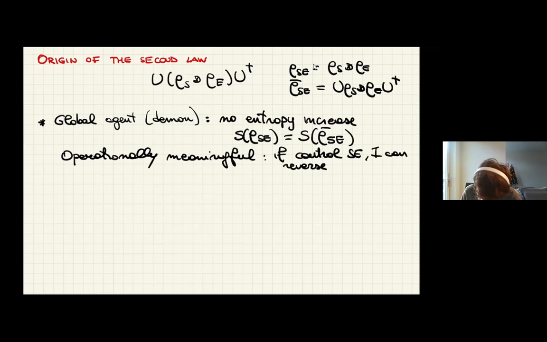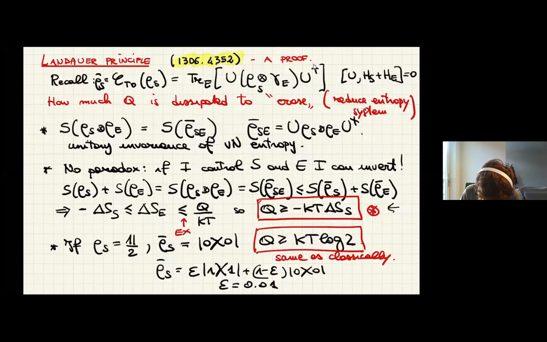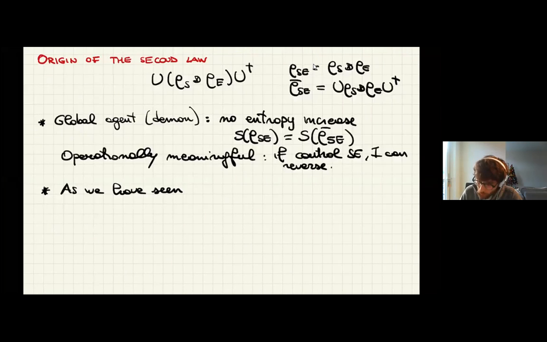Okay, but however, as we have seen in the previous slide, we proved this equation here, which we can rewrite as delta S_S plus delta S_E bigger or equal than 0, under a closed system evolution. And what does this mean?